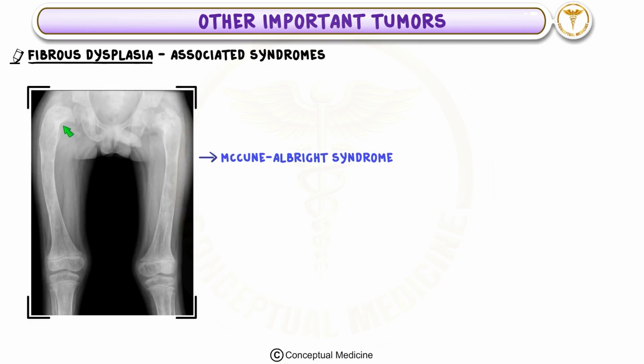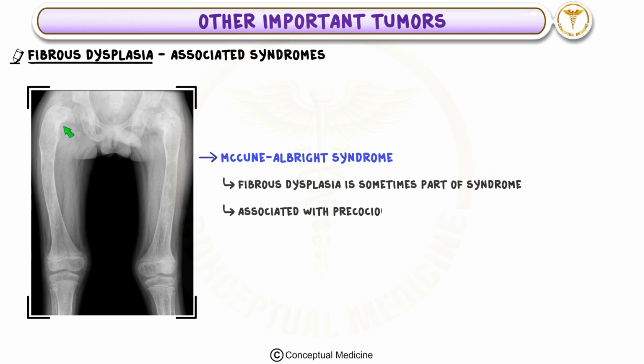1. McCune-Albright syndrome. Fibrous dysplasia is sometimes part of a syndrome called McCune-Albright syndrome. This condition is associated with precocious puberty, along with other endocrine abnormalities, such as thyroid or adrenal issues.